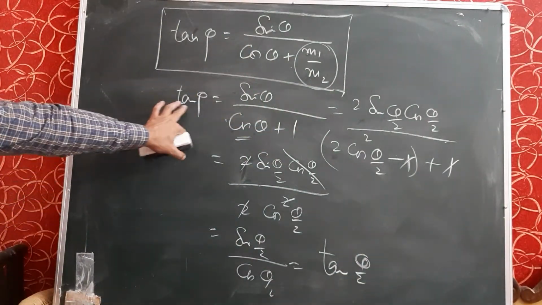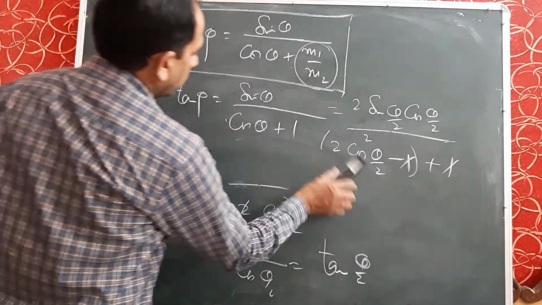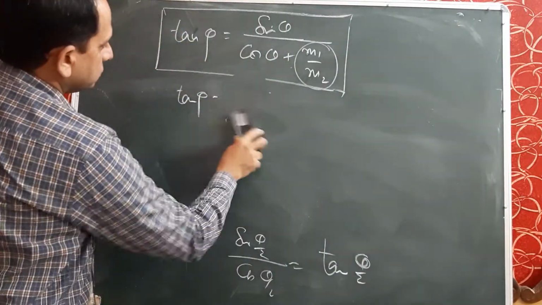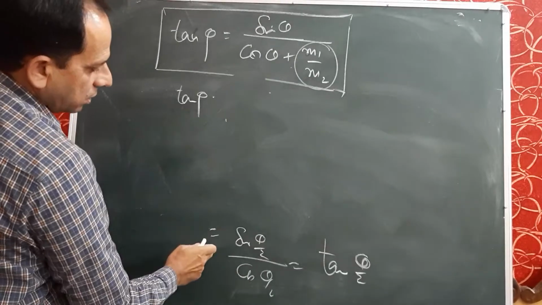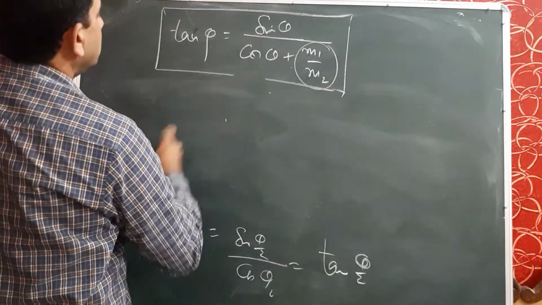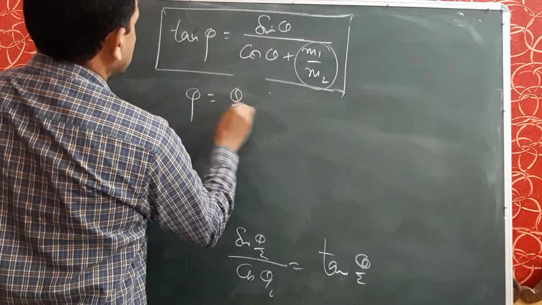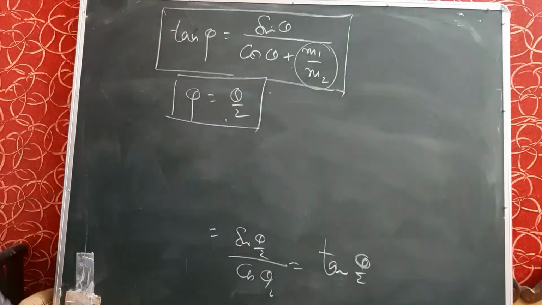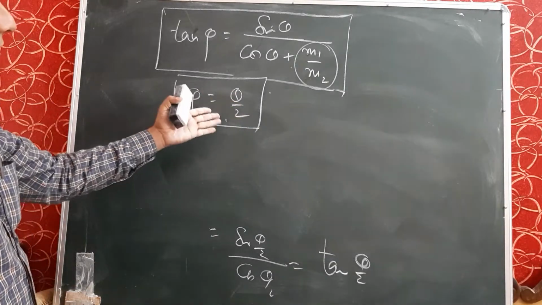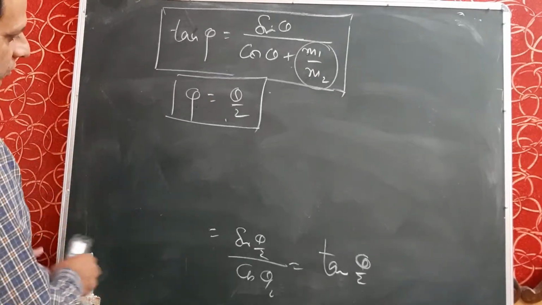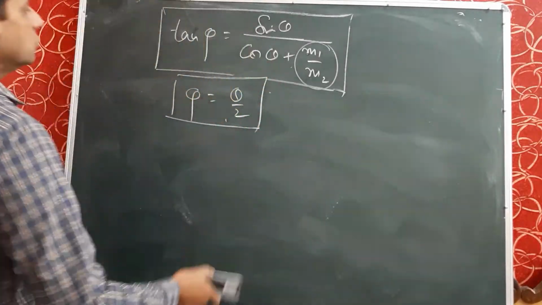So we get tan phi is equal to tan theta by 2, and on comparing both sides, it means phi is equal to theta by 2. So this is the second case. When the masses of the two particles are equal, the angle of scattering in the lab frame is half of the angle of scattering in the center of mass frame. So the angles are related by half of each other. Phi is theta by 2, or theta is 2 phi.